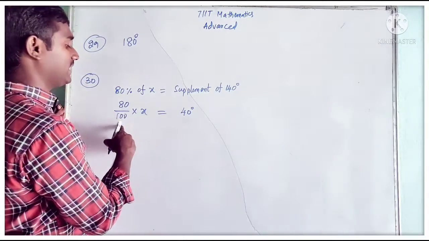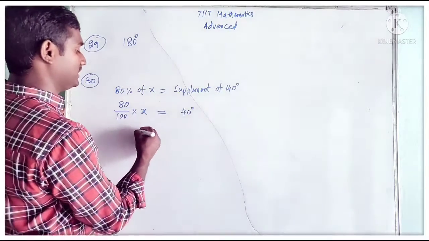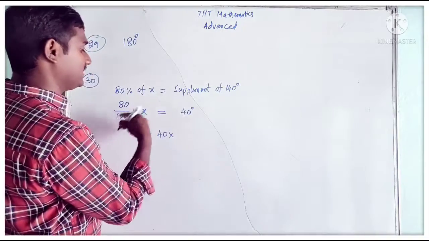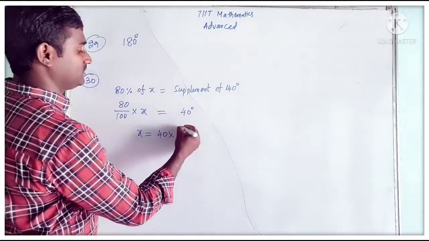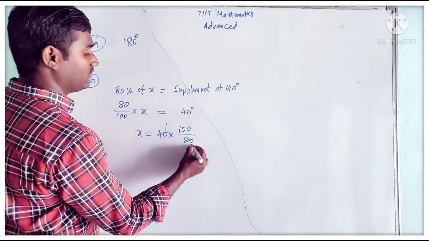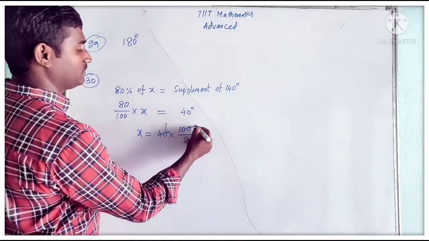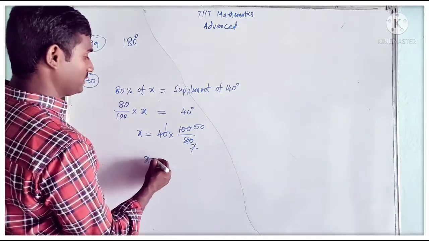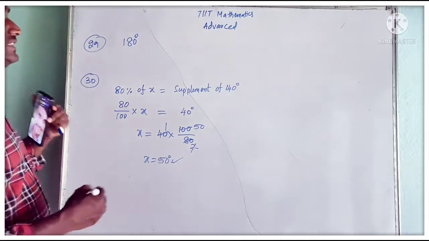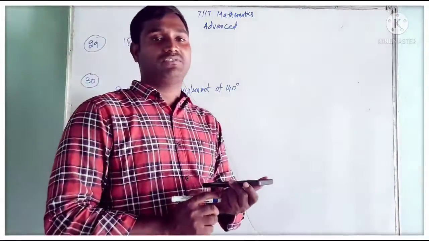So 80 by 100 into x equals 40. Then x is equal to 40 into, the 80 by 100 on the right side becomes reciprocal, so 100 by 80 will come. So 40 ones are 40, twos are 2, ones are 2, 50s are. So x is equal to how many degrees? 50 degrees. Okay.